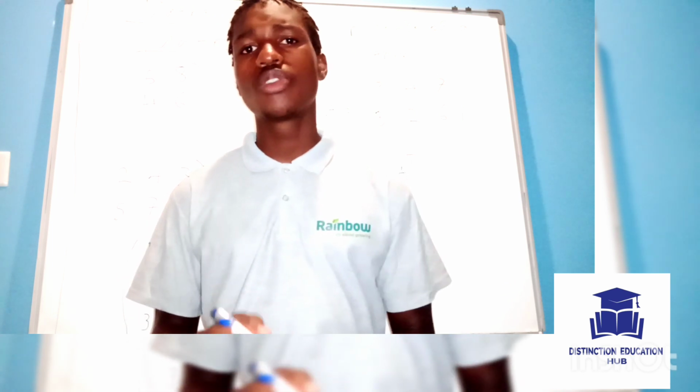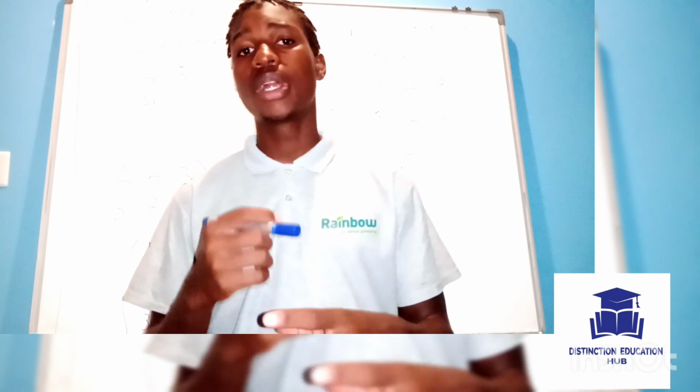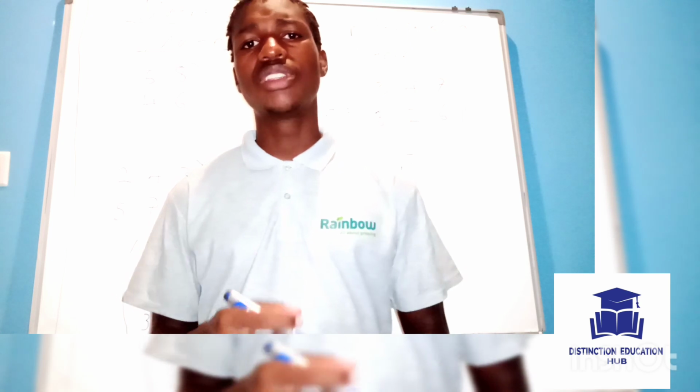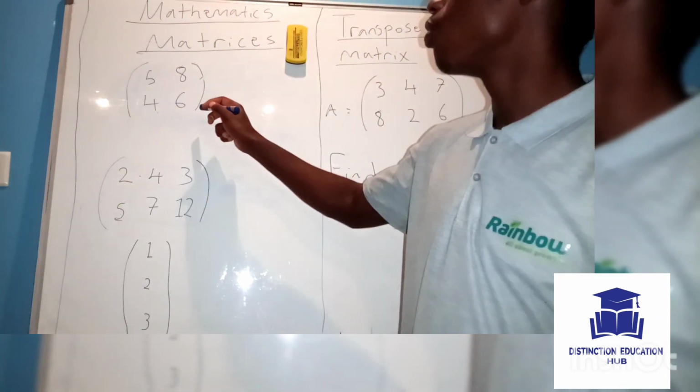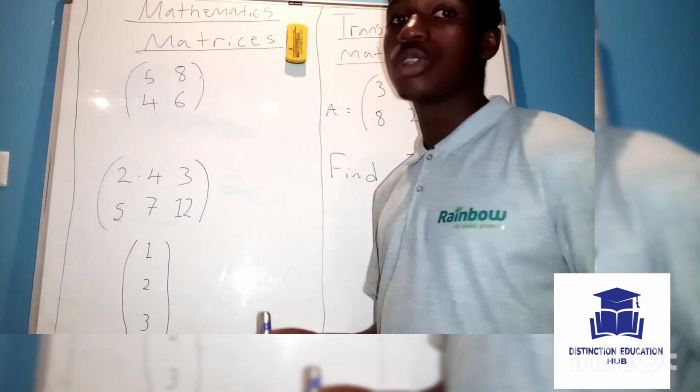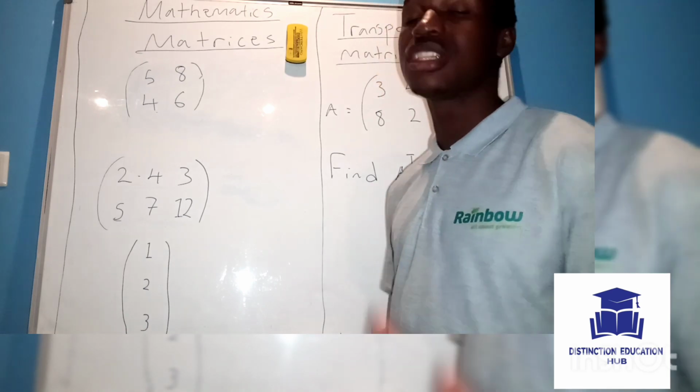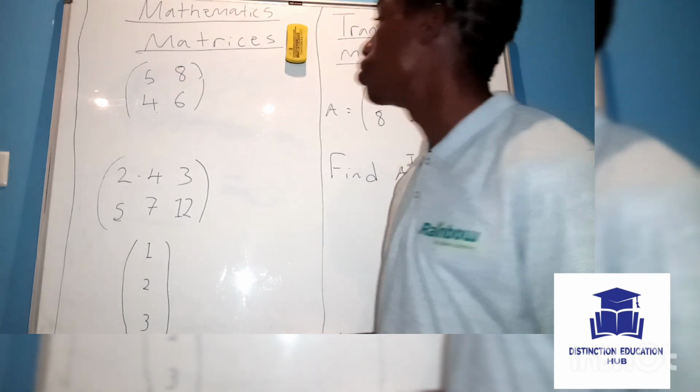In tonight's lesson of mathematics, we're going to be looking at matrices. What are matrices? Matrices are rectangular arrays of numbers. This is an example of a matrix. So when you say matrix, you mean singular, and when you say matrices, you mean plural.